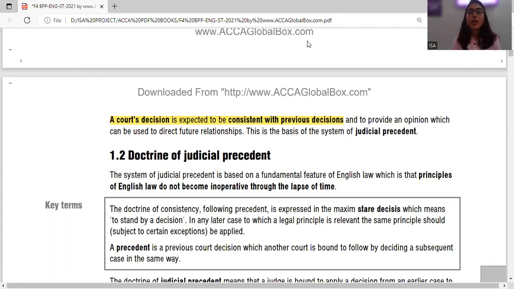Yes, ma'am. And to provide an opinion which can be used to direct future relationships. अब उसने फैसला सुना दिए, उसने प्रिंसिपल भी बता दिए और वो साथ में एक एडिशनल ओपिनियन भी दे सकते हैं ताकि फ्यूचर आने वाले जजेस, फ्यूचर आने वाले लॉ मेकर्स को बात और भी समझ आए कि क्यों ऐसा है या क्यों ये फैसला लिया गया या क्यों उसके पीछे ये प्रिंसिपल है और इसकी क्या लॉजिकल अंडरस्टैंडिंग है और यही डिसीजन क्यों हर दफा हर केस में ऐसा ही लिया जाता है. This is the basis of the system of judicial precedent. और इसी पूरे सिस्टम को क्या कहा जाता है? जुडिशियल प्रेसिडेंट. बात क्लियर है?